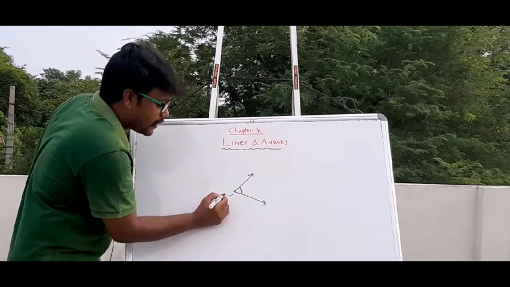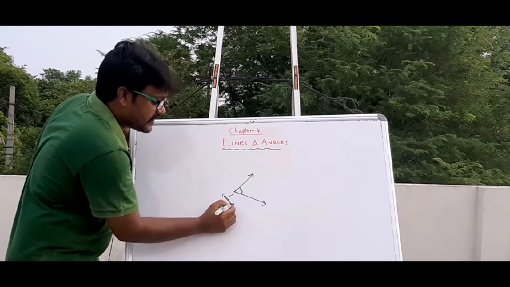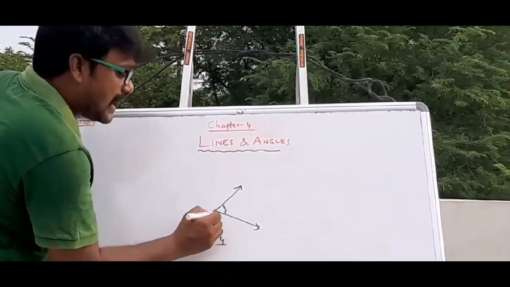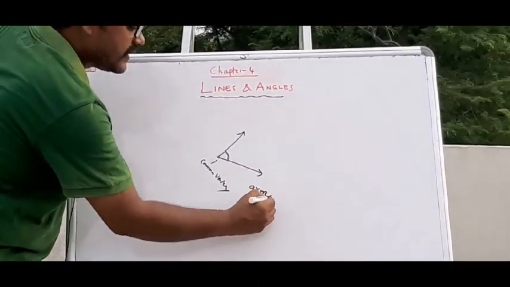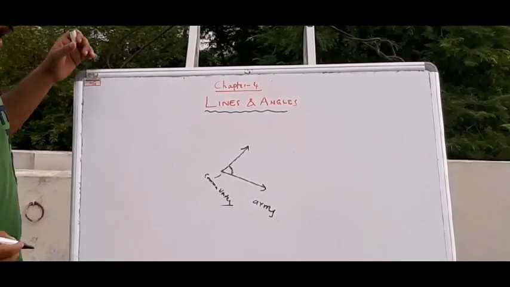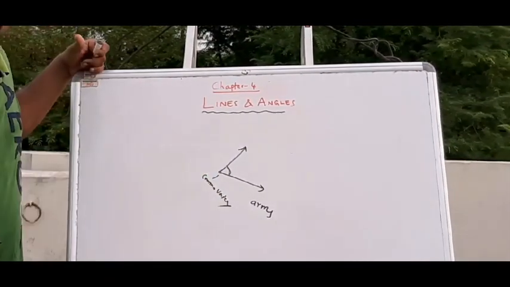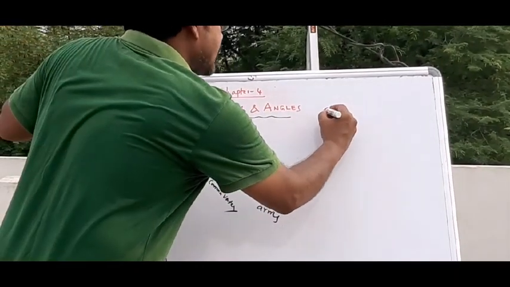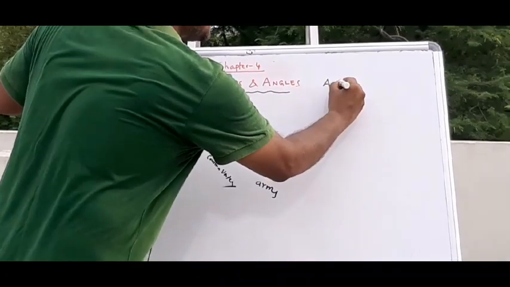This is known as the common vertex for both rays. And these are the arms of the angle. All these things we have learnt, arms of the angle. So, in what units do we measure angle? In degrees. So, what are the types of angles?